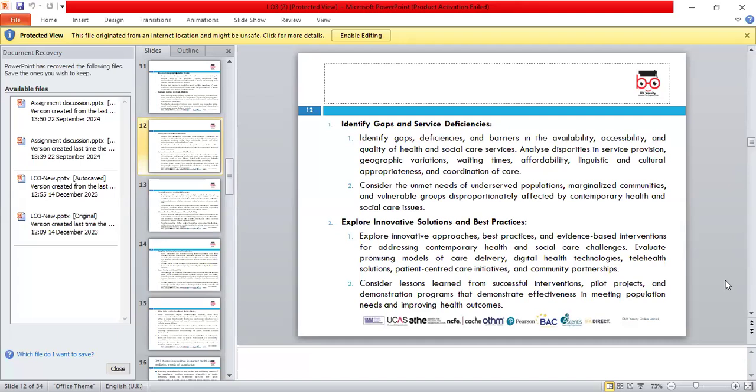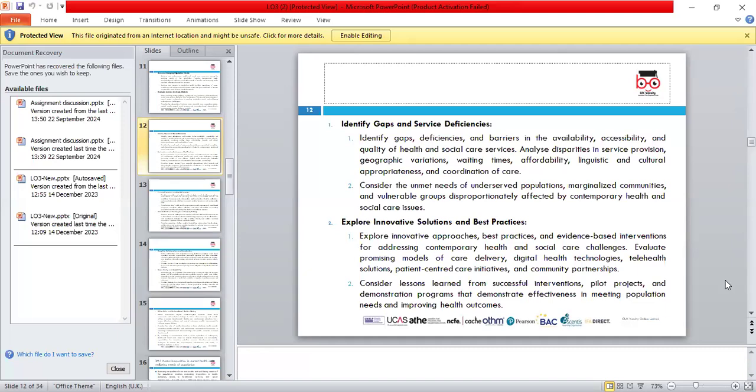Those gaps could be the affordability or the waiting times that people have to endure before they are attended to. In the UK, the NHS is the same. You have to wait a long time when you get to A&E and all that. Those are all things that you need to look into and address.